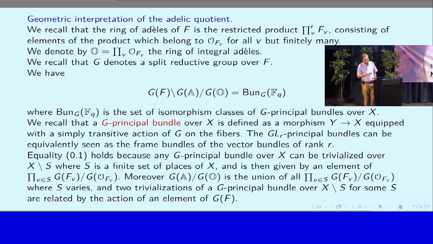in 0.1, because every G principal bundle can be trivialized on the curve minus a finite set of points. And then at the finite set of points, it's given by this product. And then if you change the trivialization, you act by an element of G(F). So the quotient by G(F) corresponds to changing the trivialization.